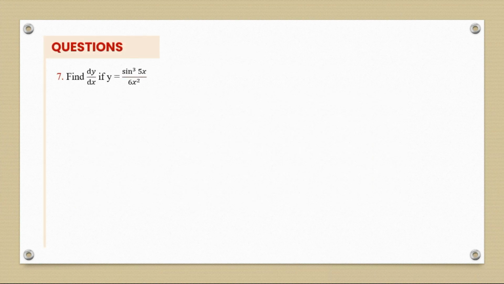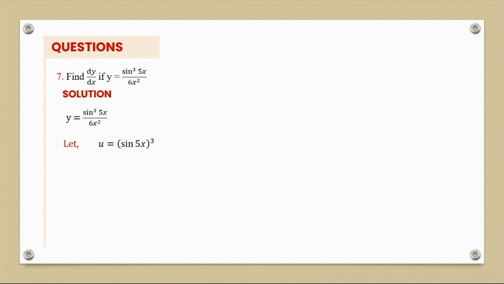Alright, now let's look at some more tricky examples to take this a little bit to a top notch. We're being told to find dy/dx if y is equal to sine cubed 5x over 6x squared. Now this requires more logic, but this is actually easy to solve. So you can see that this is what y represents. First of all, this example includes a ratio of two different functions, so we're going to be using the quotient rule.